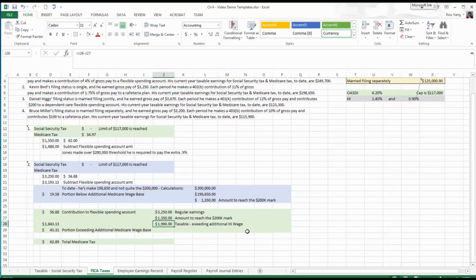The difference then, okay, was found by taking his regular pay, subtract what I have already counted under the 1.45% rate to equal 1900, which is what's above the $200,000, or what we say has met that additional HI wage. And before calculating that additional HI wage, I went ahead and took the 1900 and subtracted the contribution, okay, of 1.75% and subtracted that out because that is not subject to HI wages. And we found the portion exceeding the additional Medicare base, added the two together for total Medicare tax of $62.89. So that's that one for 2. I will come back and do 3 and possibly 4.